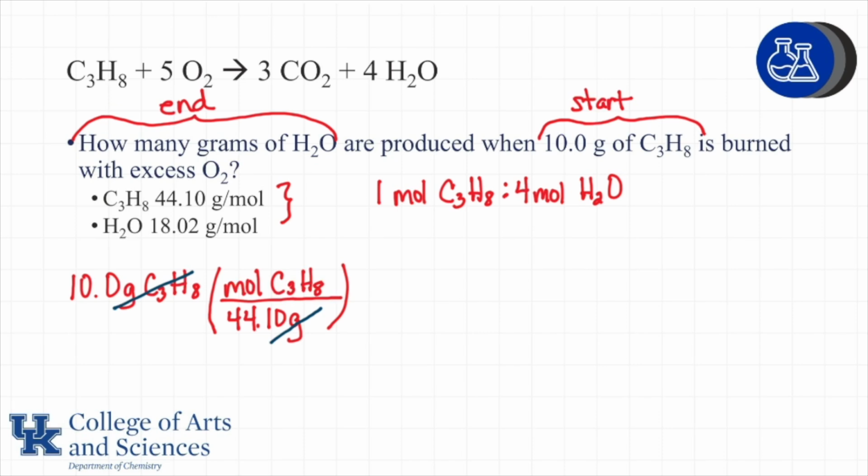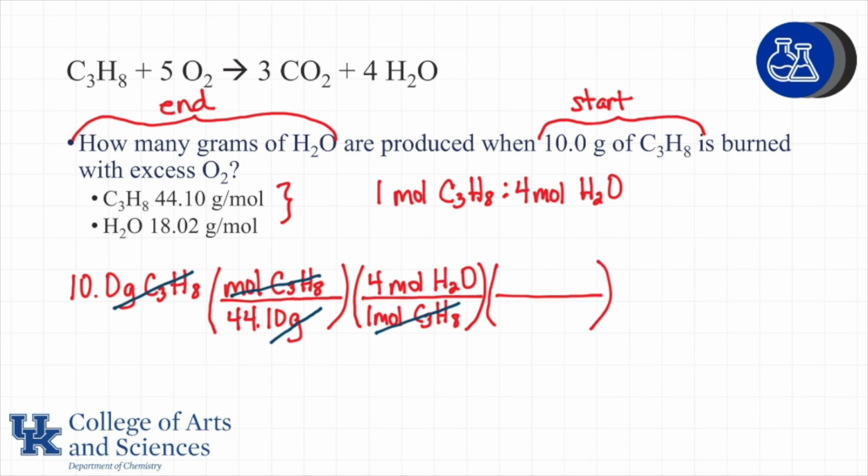And at this point, I have moles of propane in the numerator. So I'm going to have moles of propane in the denominator. And I put in the relationship there, 4 moles of water to 1 mole of propane. Now moles of propane cancel out. Now I need to put my moles of water in the denominator. And the relationship I know with water is the 18.02 grams per mole. And I put that into the next step. And moles of water will cancel out.